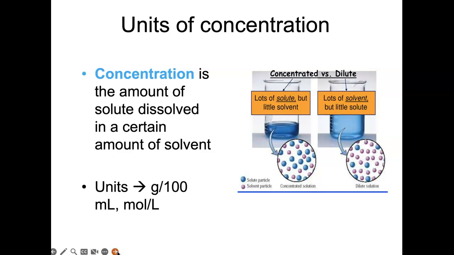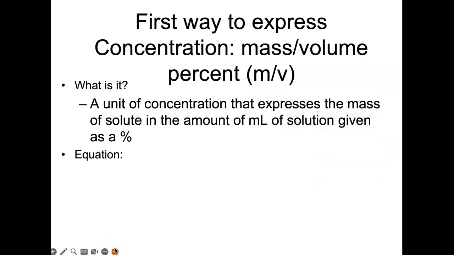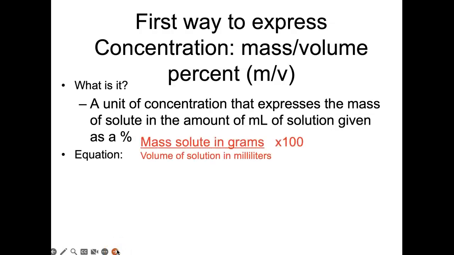solution. And there are a few different ways to measure concentration: grams per 100 milliliters or moles per liter. So we're going to take a quick look at that. So our first way to express concentration is a mass to volume percent. Technically, the units of mass and volume don't cancel out, but we still call it a percent. And so here is your equation.